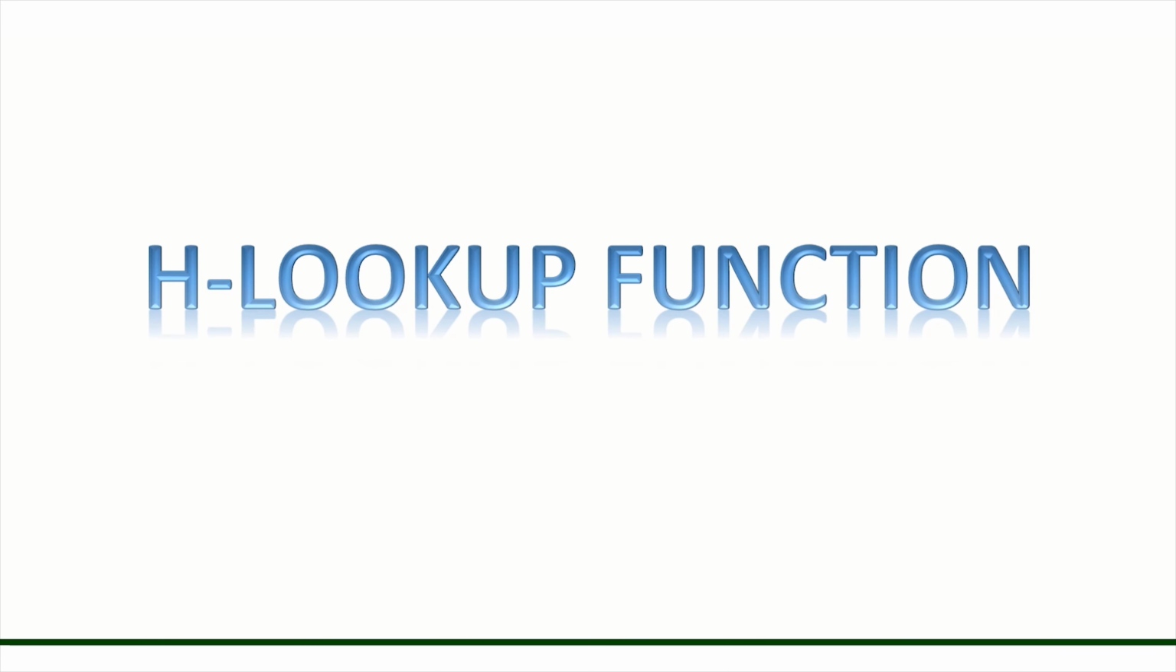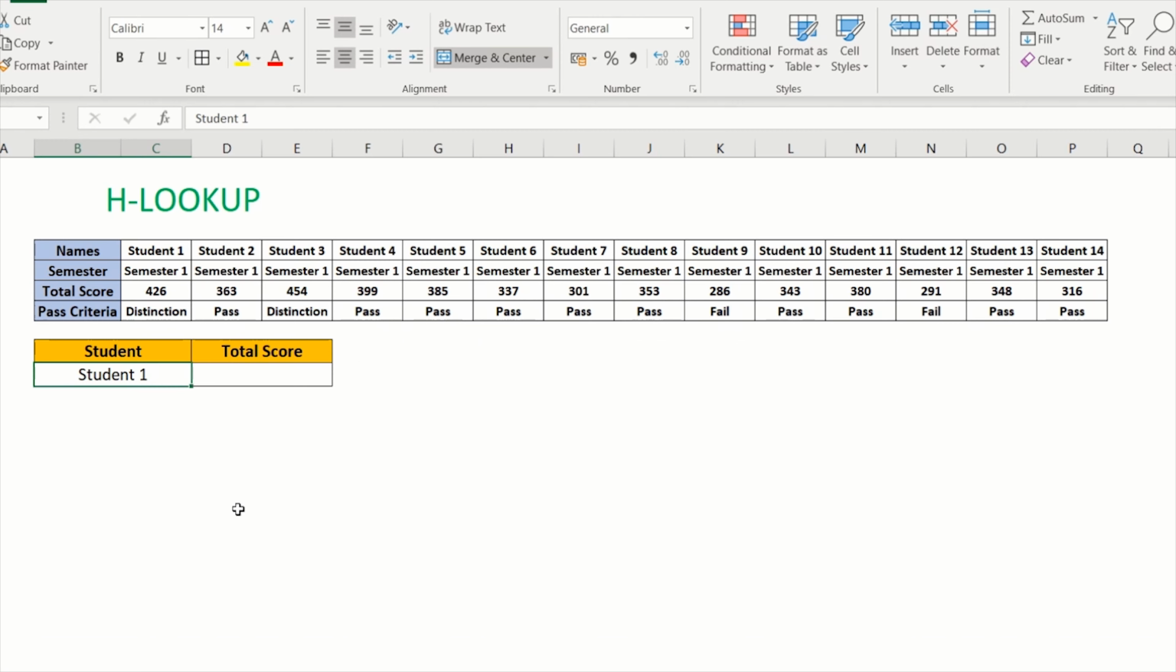In this video, we'll be talking about the HLOOKUP function. HLOOKUP, as you know, stands for horizontal lookup. So let's have a look with the help of an example. As you can see on the screen, we have a table that contains the names of different students, their scores in semester 1, and the pass criteria.